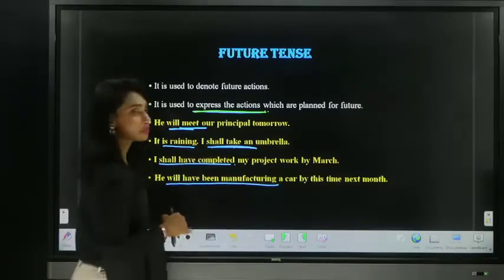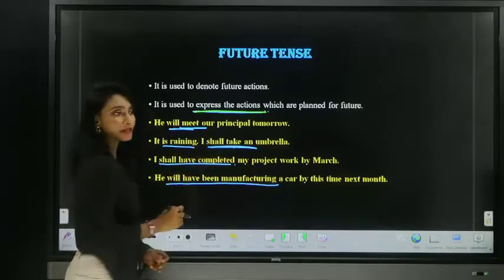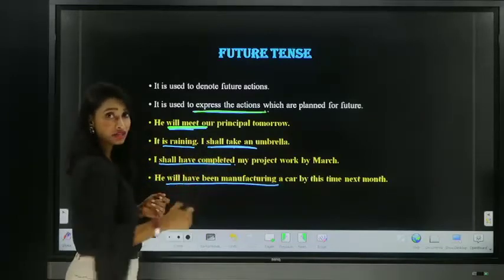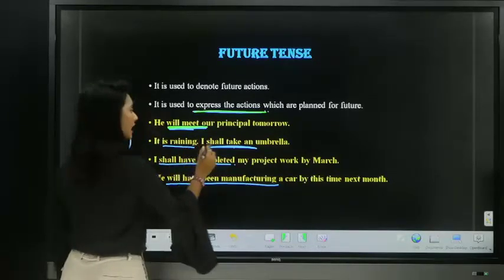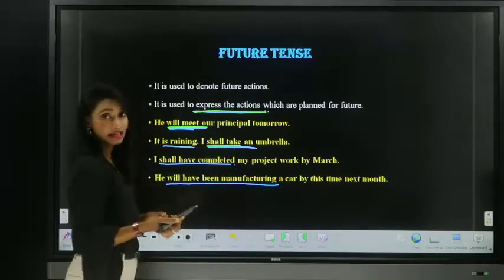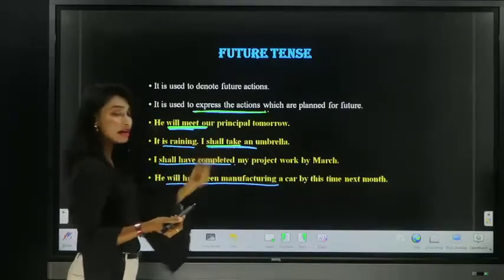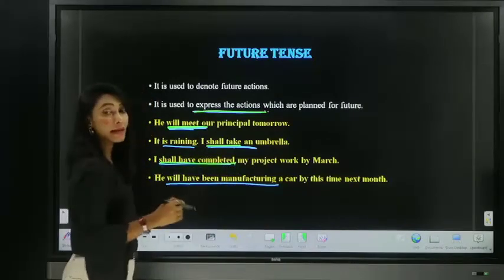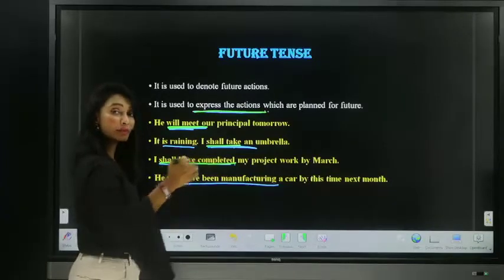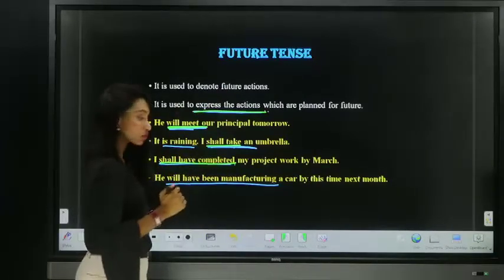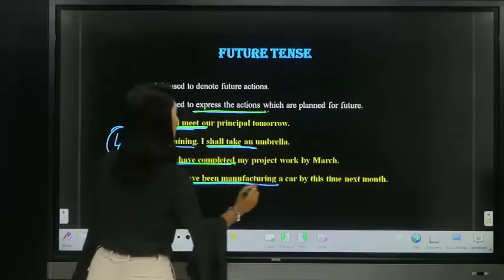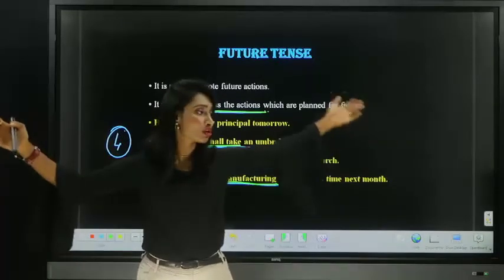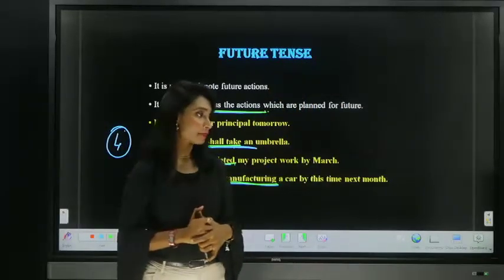And look at these examples for future. He will meet our principal tomorrow. Will meet indicates a future action which will take place. It is raining. I shall take an umbrella. Shall take denotes an action which takes place in the future. Next, I shall have completed my project by March. So, an action which will be completed at some point of time in the future. He will have been manufacturing a car by this time next month. An action which will have been going on for a long period of time in the future.